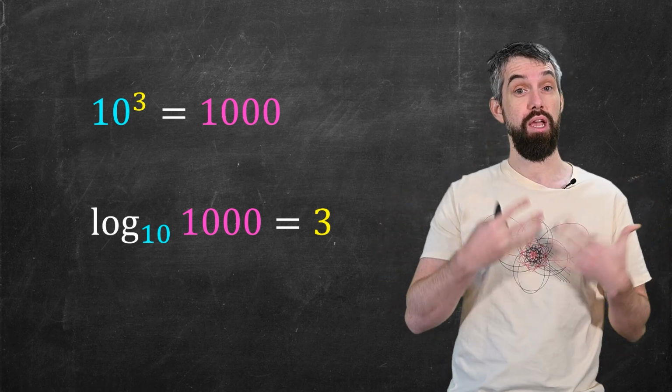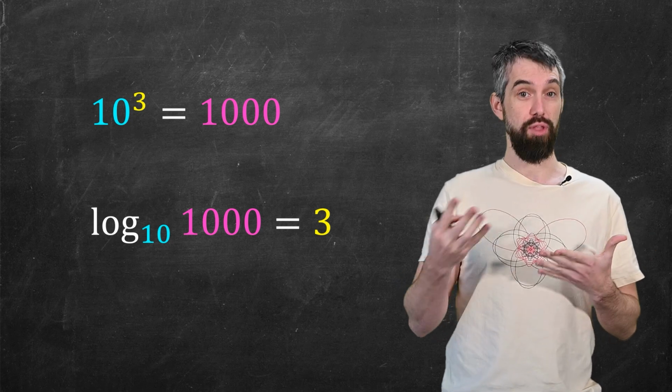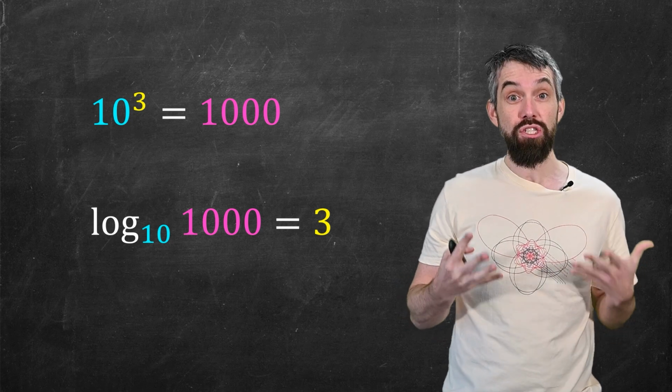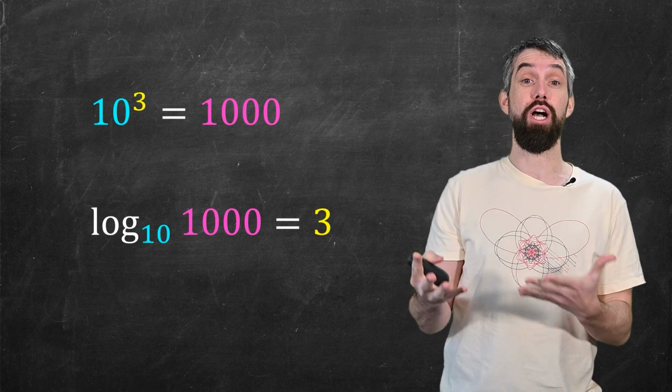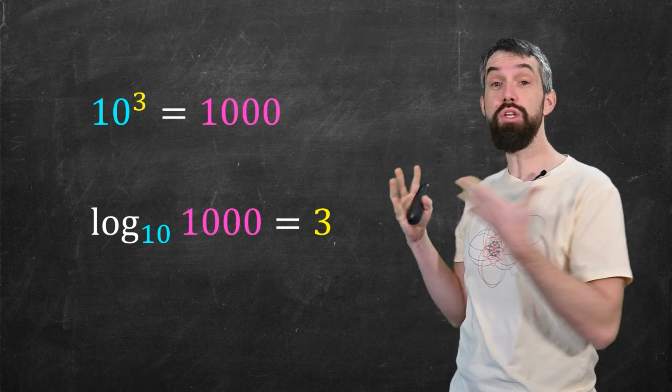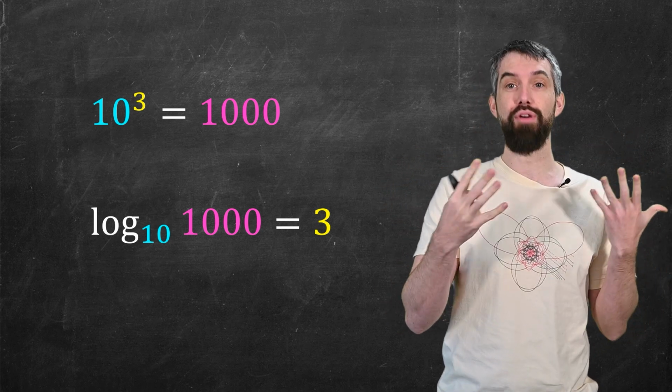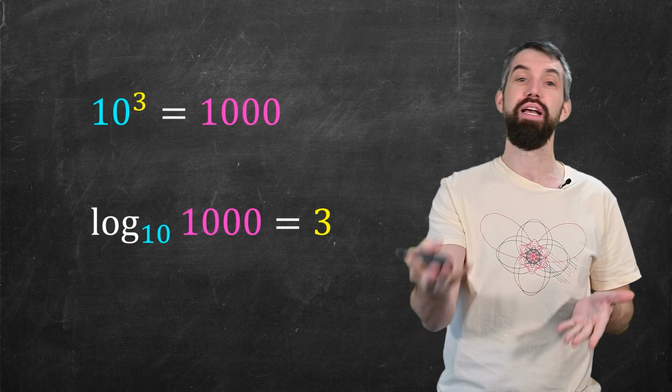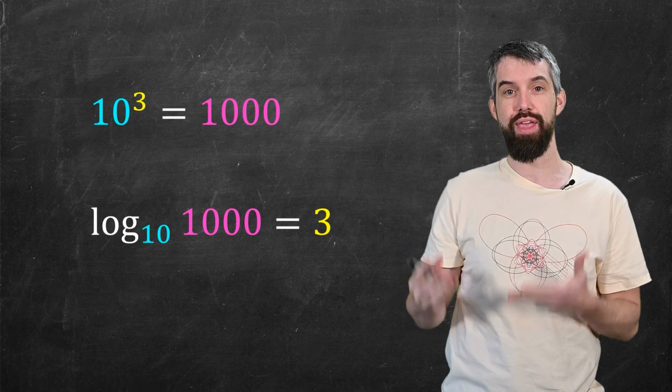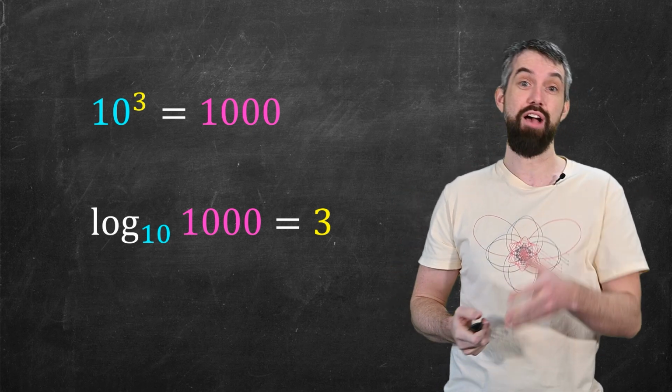Since we know that 10 cubed is equal to 1,000, the log base 10 of 1,000, the answer to the exponent, is just 3. And so this notation is just a shorthand for asking the question, what exponent is it such that 10 to the exponent is 1,000? And it doesn't have to have bases of 10.